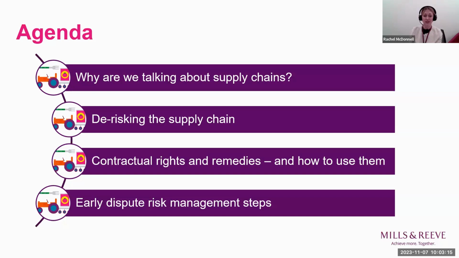So what we wanted to talk to you about today, bearing in mind all of those factors and all of the difficulties in supply chains, was managing those risks. And so Jess is going to talk to you about how to risk manage a supply chain to try to avoid problems, disputes and crises occurring in the first place. And then I'm going to talk about some practical steps to consider if all else fails. So if Jess's measures don't work and disputes do arise, thinking about your contractual rights and remedies, how those rights can feed into negotiations, and finally ending with some very general but always useful early dispute risk management steps. So Jess, do you want to move on to talk about de-risking the supply chain?